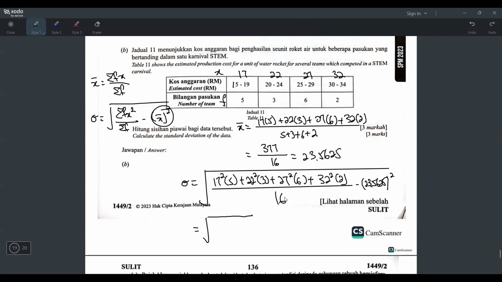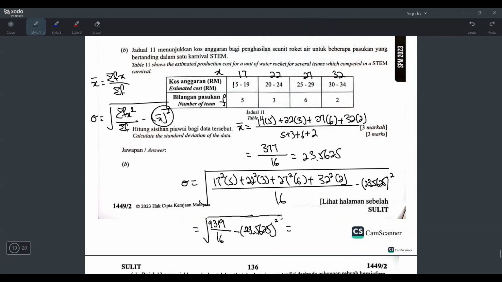So I like to tekan the jumlah atas first. So I will tekan from here to here. Tambah everything. 17 square times 5 plus 22 square times 3 plus 27 square times 6 plus 32 square times 2. Yeah, 9319. And then have to over 16. And then have to minus with 23.5625 square. So make sure this square root punya line panjang sikit. It has to cover everyone.